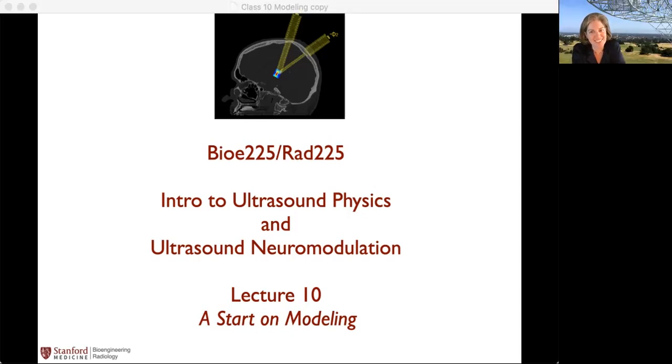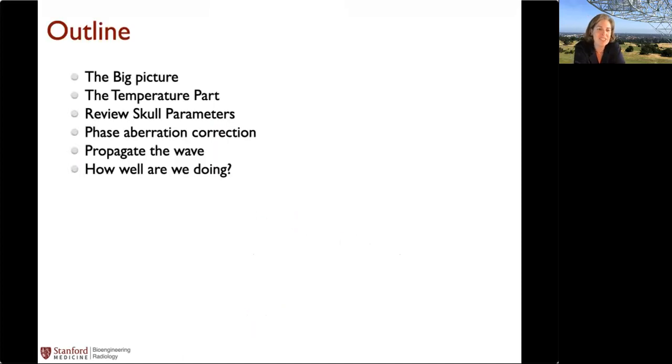Let's talk about ultrasound. All right, so first of all, I want to go over sort of the big picture on how the modeling works before we get into the details. And we're going to go through it part by part, but let's just talk about the big picture first.